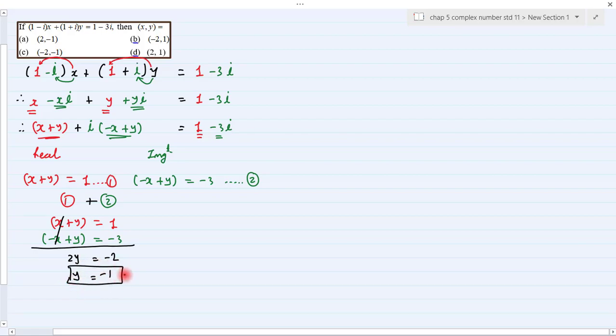And let's substitute this value of y in the first equation. So we will get x plus y, or we can say x minus 1 will be 1, which will give us x is equal to 2. So your final answer is x is equal to 2 and y is equal to minus 1, which is given in option A.